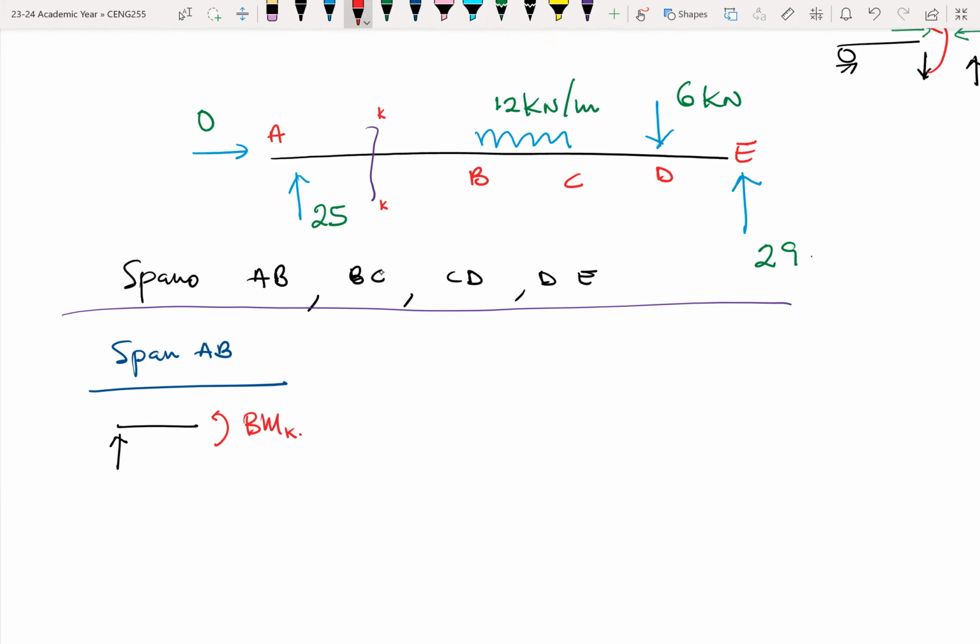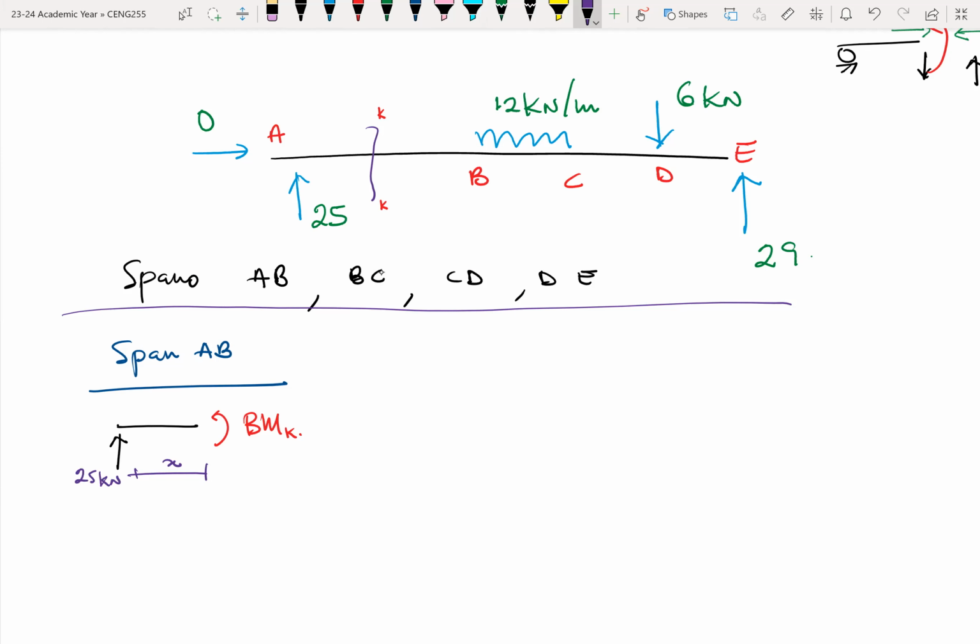Okay. So if this distance here is X, right? So X is between A and B, can be any value, right? X could be at A, X could be at B, or anything between A and B. And this is 25 kilonewtons.